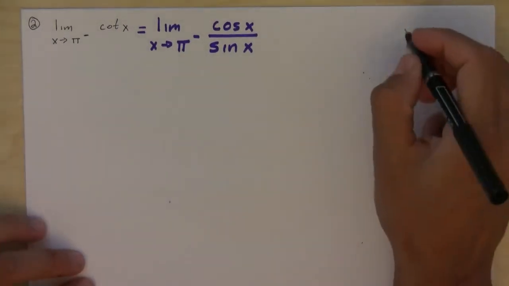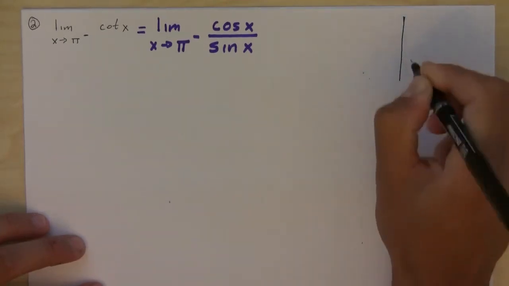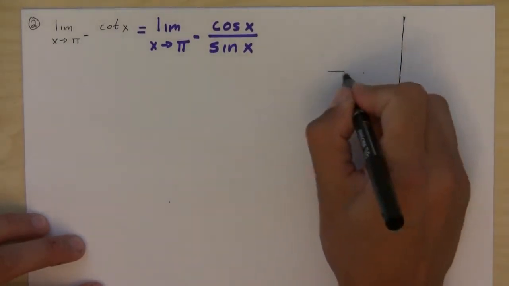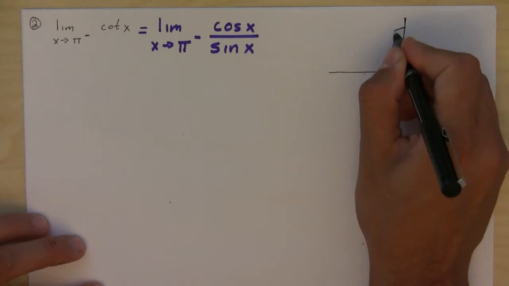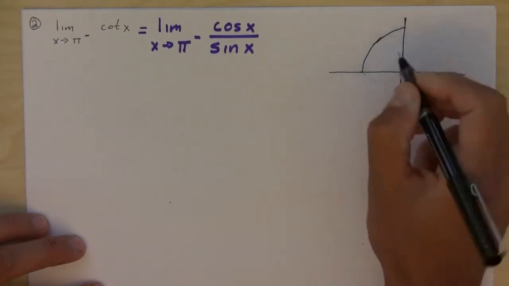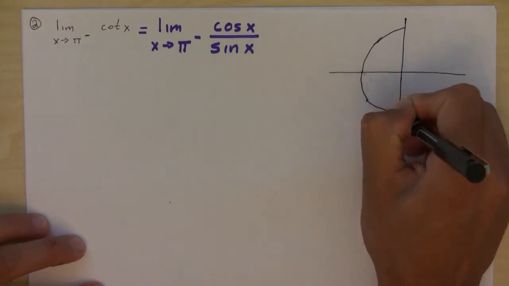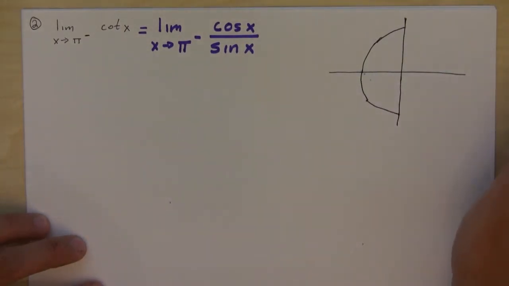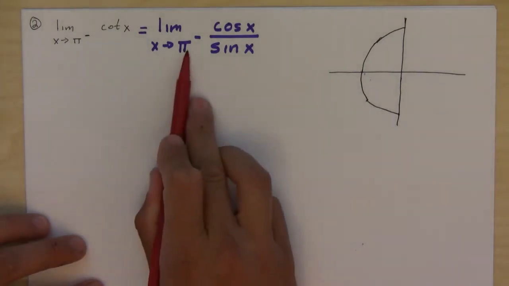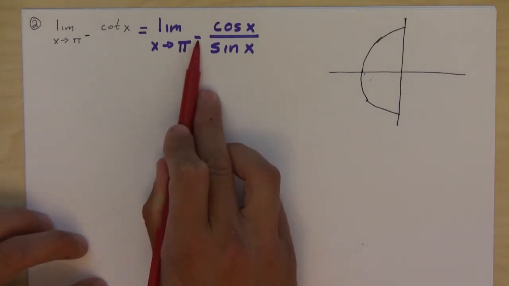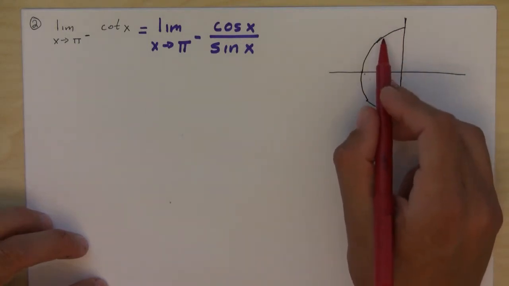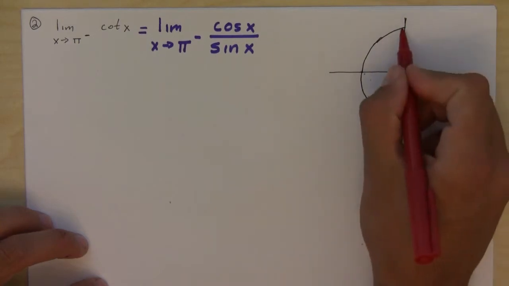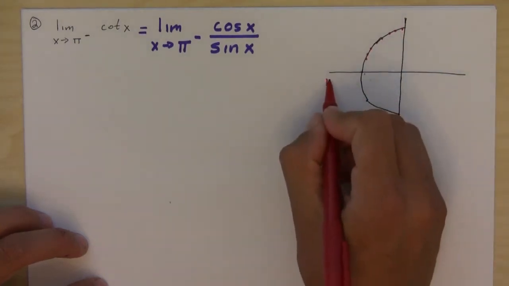Let me draw a unit circle over here on the right. And since we're looking at pi, let's look at quadrants 2 and 3 mainly. This is telling me that I'm approaching pi from the negative direction. In this case, that means that I'm approaching pi from values that are less than pi, so I'm approaching in this direction because pi is right here.